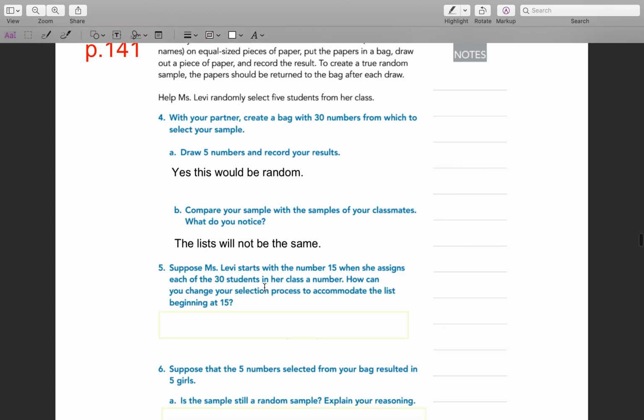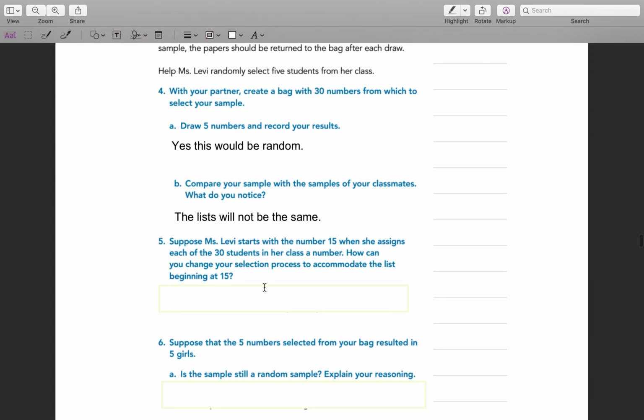So if it's not 1 through 30 and she wants to start at 15 and she has to account for 30 students, I would just number it 15 through 44 on slips of paper rather than 1 through 30. But why would you really do that, right? But since it was asking us, if that's the case, then you would just have to number it from 15, 16, 17, 18, 19, all the way to 30 numbers. So your last number would be 44. Okay, but either way, it's the same.